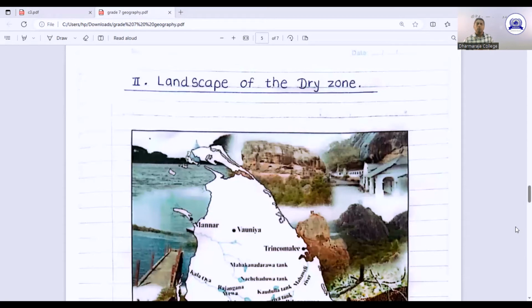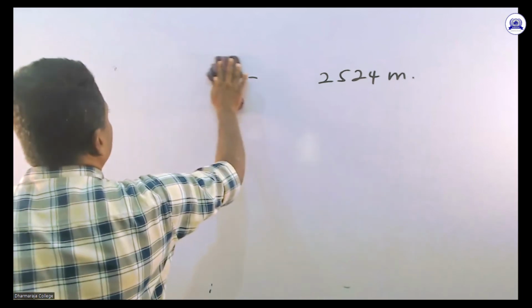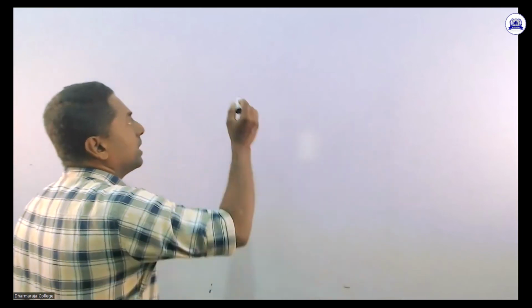Right. That is about the hilly region. The second one is about the landscape of the dry zone. Now I am going to talk about the dry zone. What is the dry zone? The places which have very hot temperature, low rainfall, and high evaporation. High temperature, low rainfall, and high evaporation. They are called the dry zone, dry areas. Can you remember the dry areas of Sri Lanka?